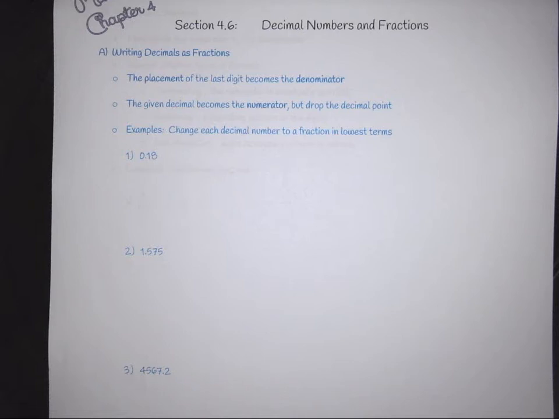To do that, you have to look at the placement of the last digit, and that is going to end up being what your denominator is. Now the actual decimal itself is going to become the numerator. Okay, and then once you do that, you would reduce your fraction.